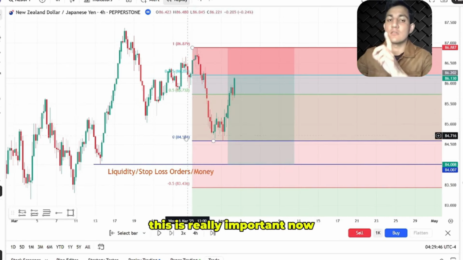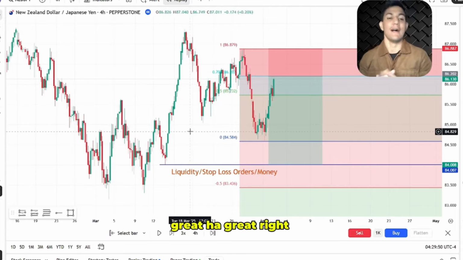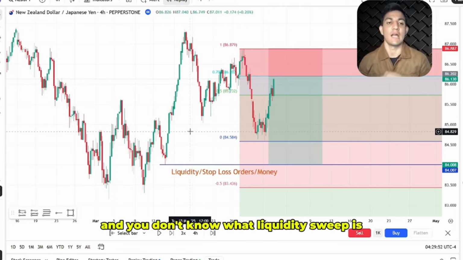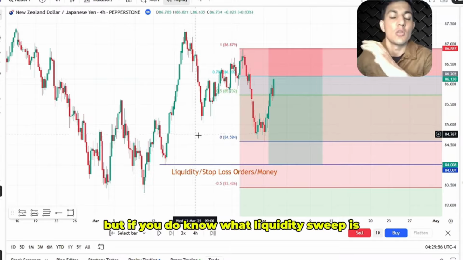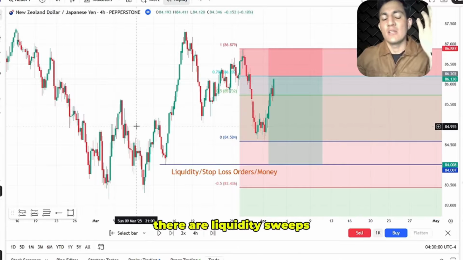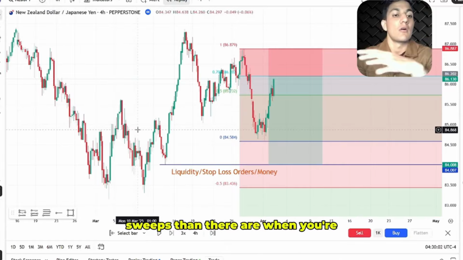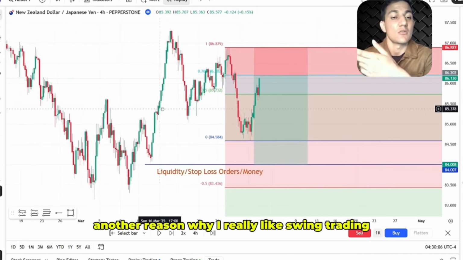No, you do not. This is really important now. If you don't know what a liquidity sweep is, great. If you want to be a swing trader and you don't know what a liquidity sweep is, you're probably at an advantage. But if you do know what a liquidity sweep is, when you're in the higher time frames, there are liquidity sweeps, but there's a lot fewer liquidity sweeps than there are when you're day trading and scalping, which is another reason why I really like swing trading, because it's so easy.